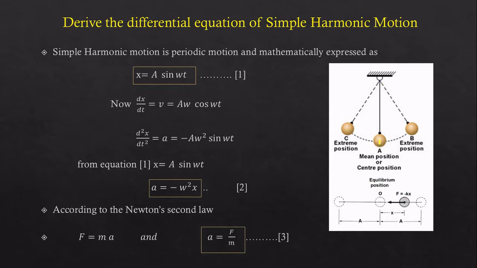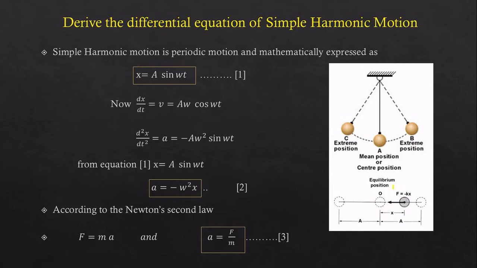If we take this bob, or this ball, to a point B, and then release it, it is going to swing. It is going to swing from the extreme point B to the extreme point C through the mean point. Here A is the mean point, or we can say a steady state point, where the bob is at rest. So this is also called the mean position or center position, right?